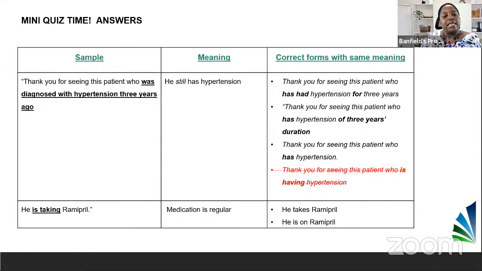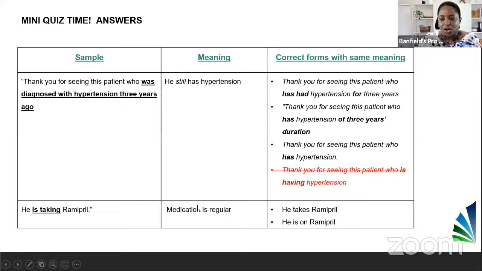example 2, he is taking Ramipril. Our meaning is medication is regular, and we use simple present as well. He takes Ramipril. Here we're using it as a fact, or he is on Ramipril. This is a case where the simple present and the present continuous, as we saw before, can in fact have the same meaning.